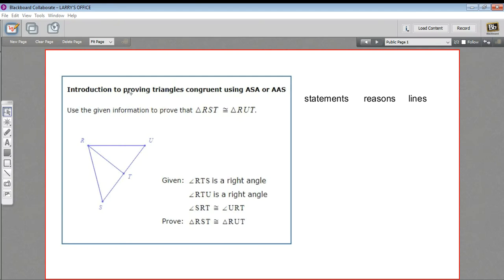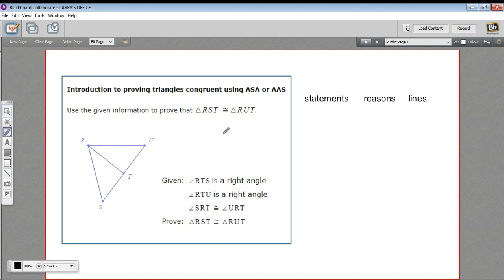In this problem, we need to show that two triangles are congruent, and we need to write the proof that demonstrates that. We're going to be using either the angle side angle property, where you have a congruent side sandwiched between two congruent angles in the two triangles, or the angle angle side, where the side isn't included between the two angles. Either one works to prove that the triangles are congruent.